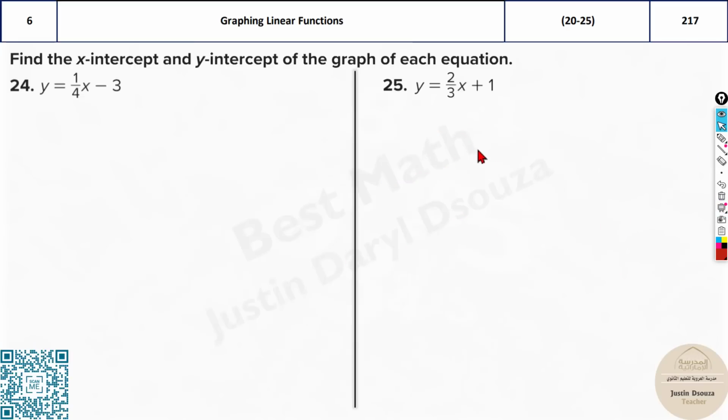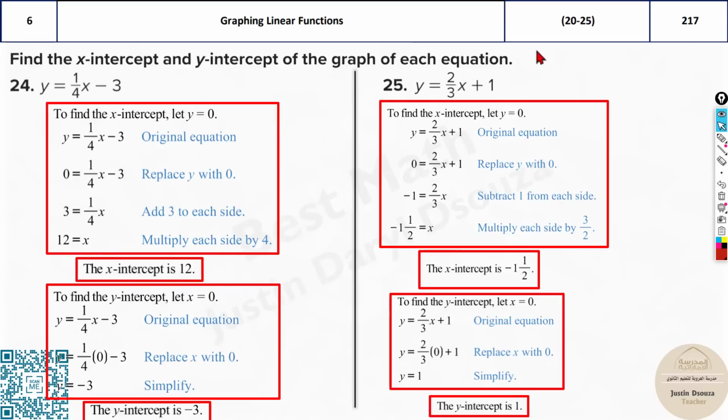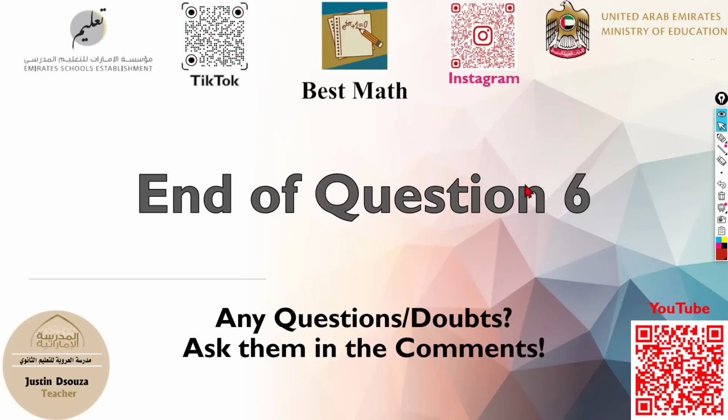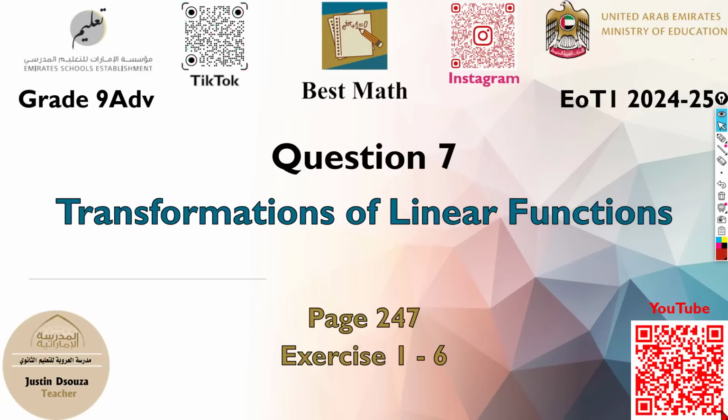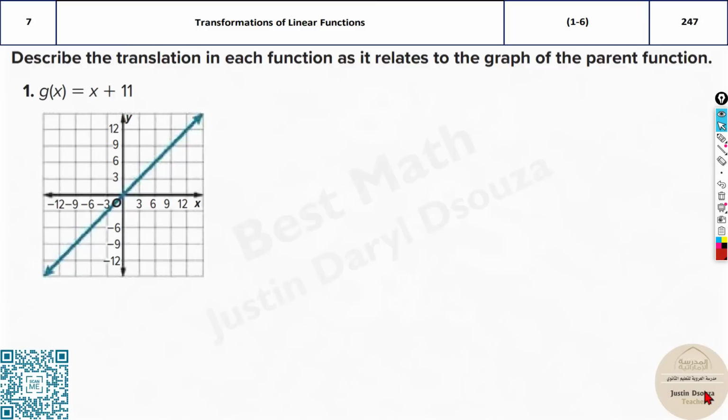And over here, these are again pretty straightforward problems. You just put them in the calculator and then easily solve them. That would be the end of question 6. Question 7 is about transformation of linear functions. Again, it's one of the easy topics. All you need to do is recognize the correct graph.